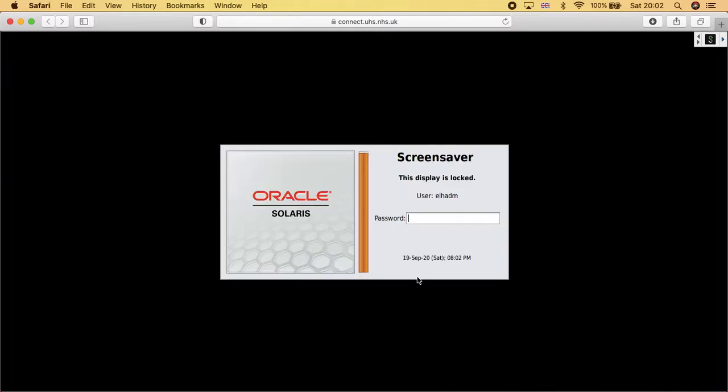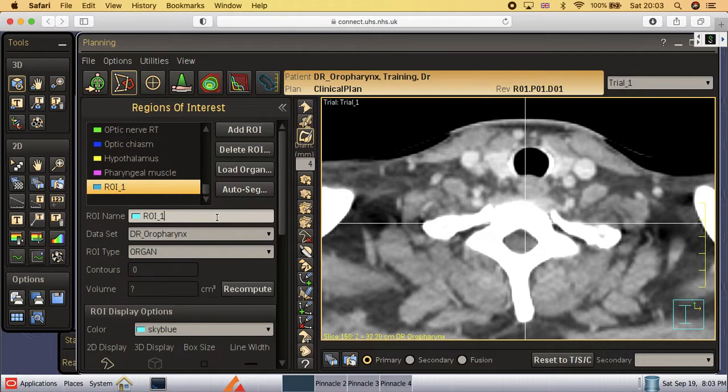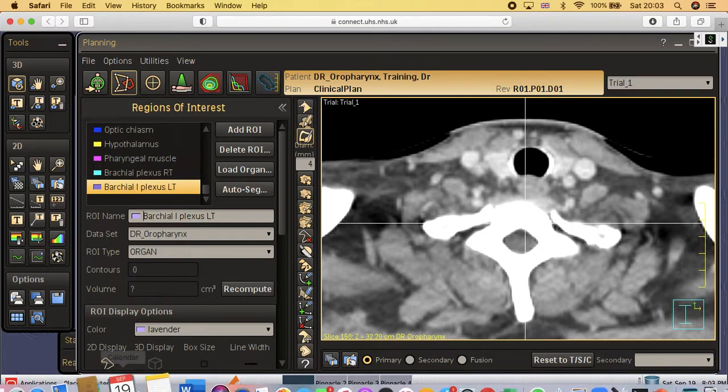Let's go to the planning system and see what we have. I opened one patient. This is one of the training patients we have, the oropharynx patient. Let's take it step by step. So let's start by putting what we are calling the brachial plexus, brachial plexus right, and brachial plexus left. And let's see step by step how you can do it easily.